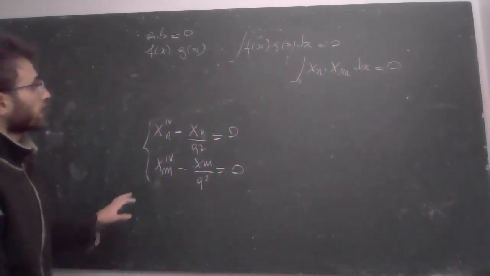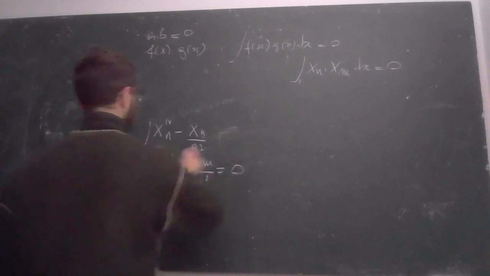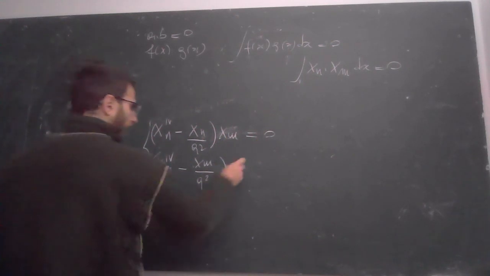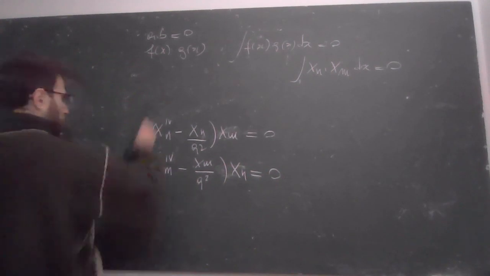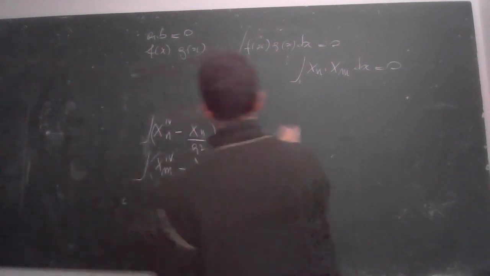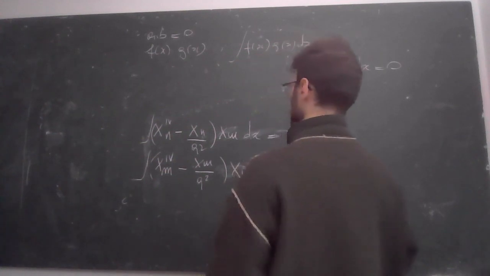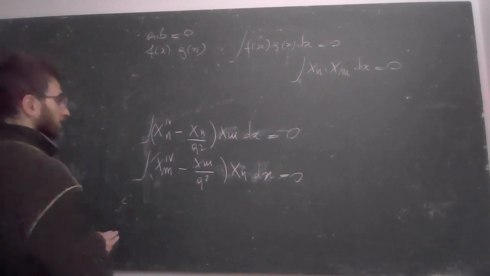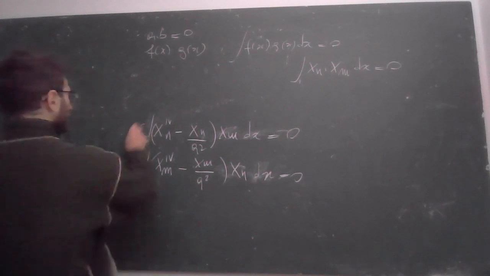Is it true? Okay, we multiply one equation by X_m, and the other by X_n. And then we integrate over dx. So we have, okay, and then we subtract these terms.